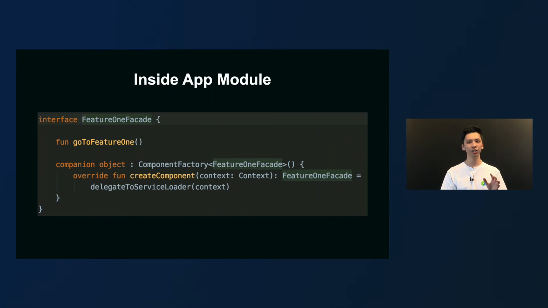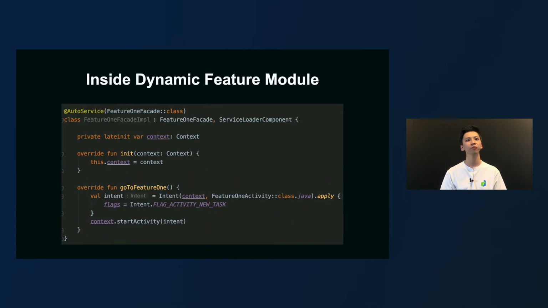Here is the feature 1 facade. It is the service provider interface. In this interface, we have one function, go to feature 1. It's used to enter the feature 1 activity. And the bottom part here is to lazily load the service provider implementation and put it inside an internal cache.